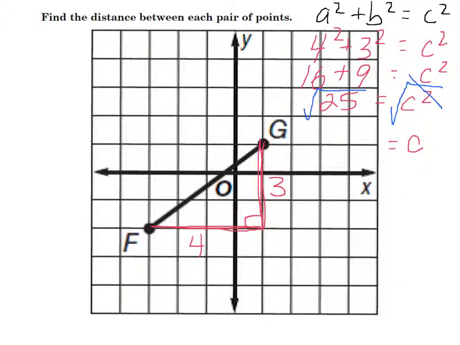And then the square root of 25, that means what number times itself will give me 25? Well, 5 times 5 is 25, so the square root of 25 is 5, and that means our length is 5.